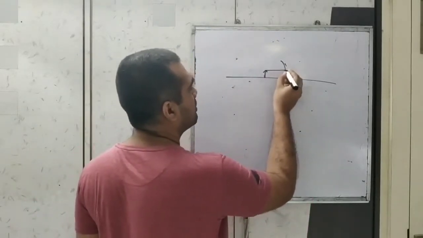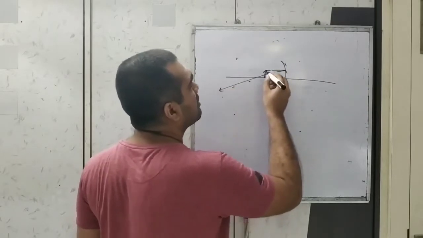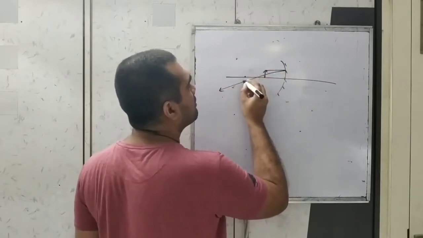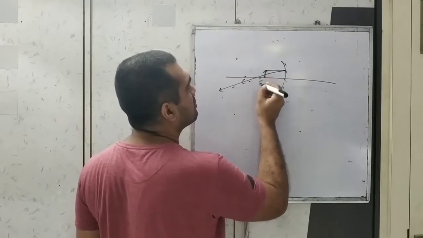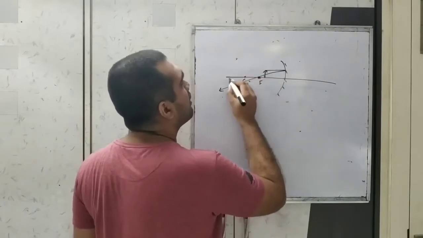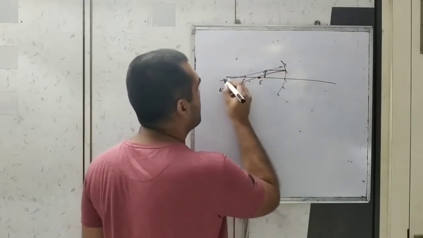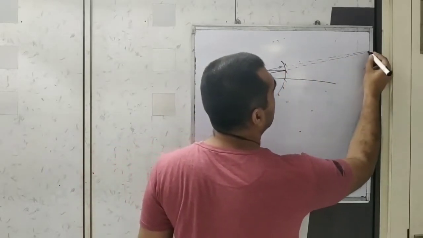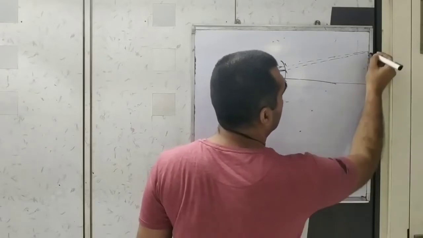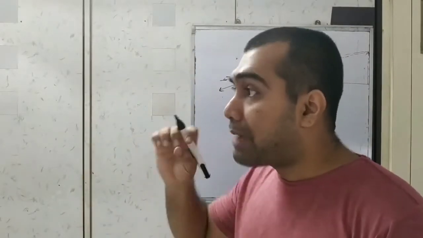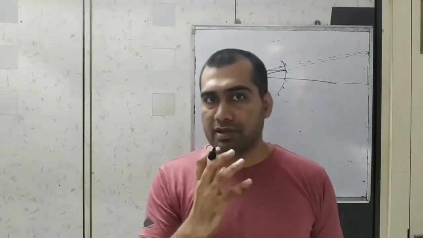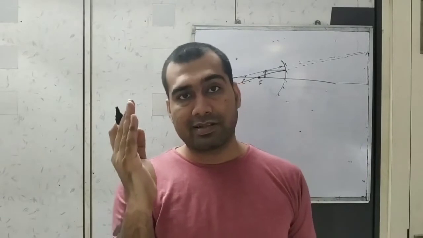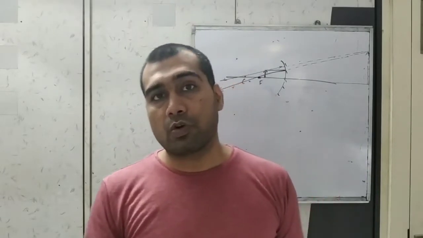So this will pass through F like this, and if this was C, it appears to be meeting out here. Which case is this? The seventh case, isn't it? So when you're shaving and you have a concave mirror, you get a magnified image of your chin or whatever part you're shaving. And it's erect. So it is very convenient to shave with a concave mirror.